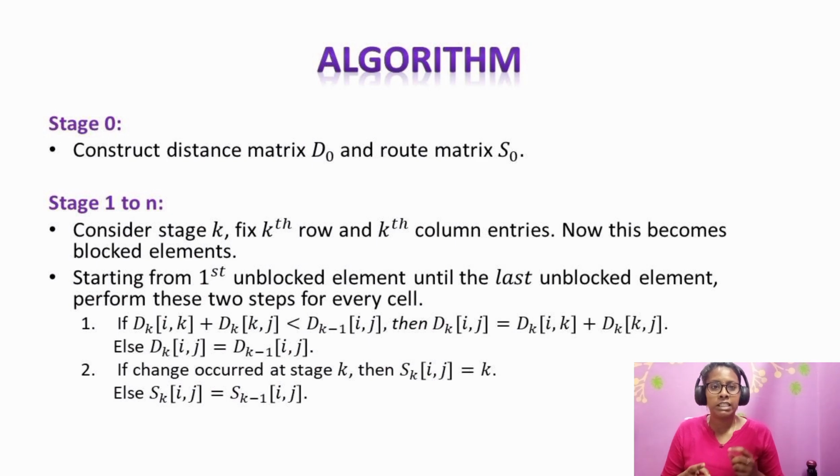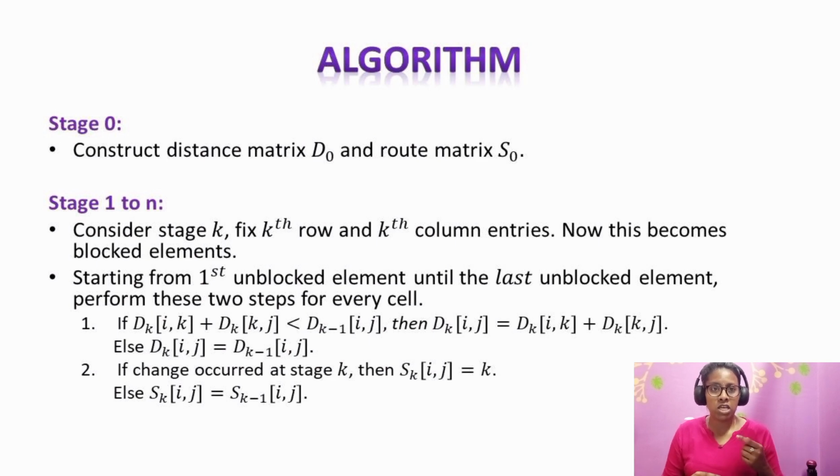If Dk of i comma k plus Dk of k comma j is less than Dk minus 1 of i comma j, we replace Dk of ij with Dk of i comma k plus Dk of k comma j. Else, we retain it as it is. That is, we retain Dk of i comma j as Dk minus 1 of i comma j.